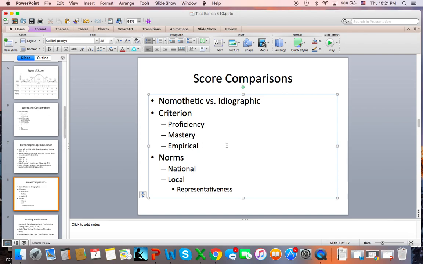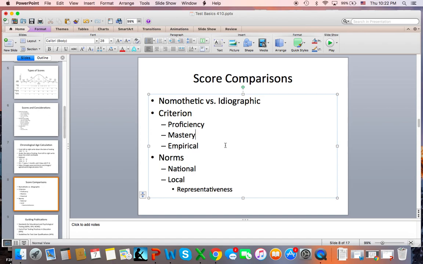Mastery criterions are different in that the only way that you can successfully perform on that assessment is by showing mastery of that skill. A mastery criterion, in the context of reading, would be something like alphabet naming. We expect students to be able to name every letter of the alphabet, and we won't move on from that or stop teaching that until they've reached that criterion, until they've mastered that skill.